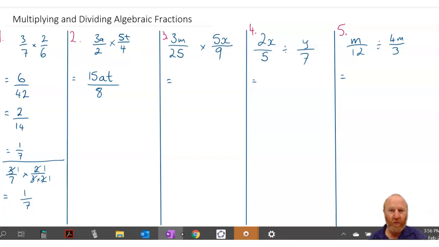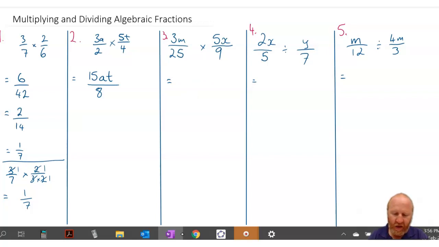We could go and multiply straight out, but we're going to get some big numbers. Let's have a look. 3 times 5 is 15. M times x is mx. Okay so far. 25 times 9 is 225. And I actually don't want to think about having to cancel 15 and 225. So this would not be my recommended approach for this question. I'm going to rub that out and start again.